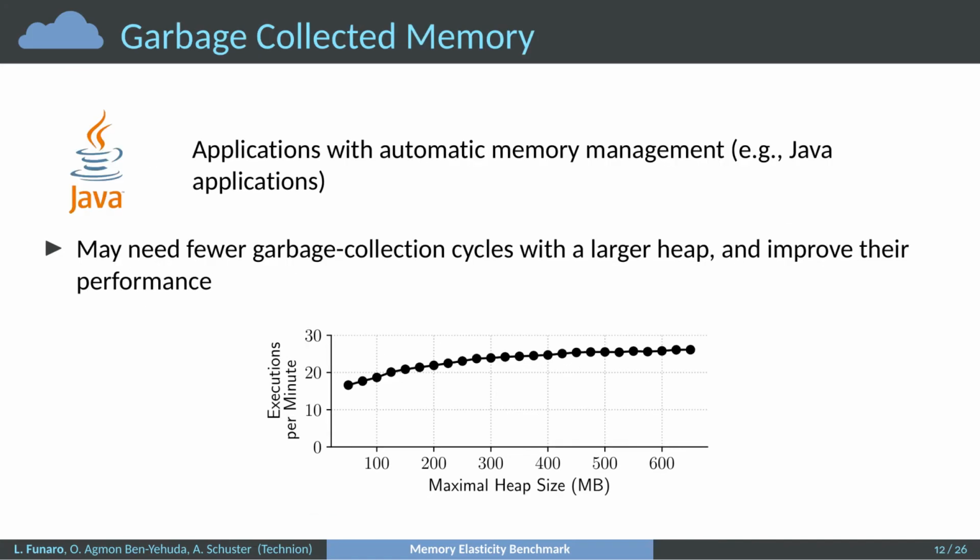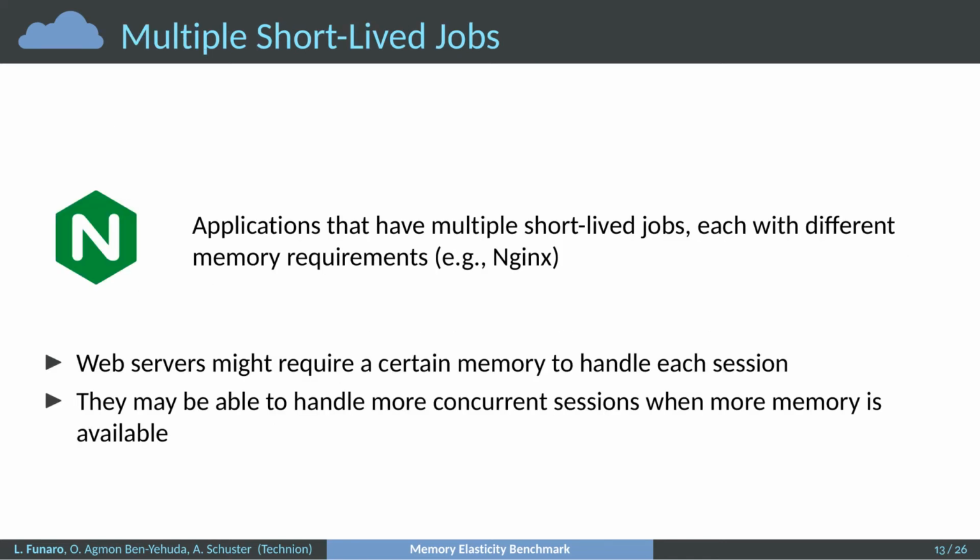Third, we have applications with automatic memory management, Java, for example. When the memory is scarce, the applications will have less headroom for allocations, resulting in more GC cycles. So when allocated more memory, the runtime can increase the heap size and improve the application performance. Last, we have short-lived job schedulers.